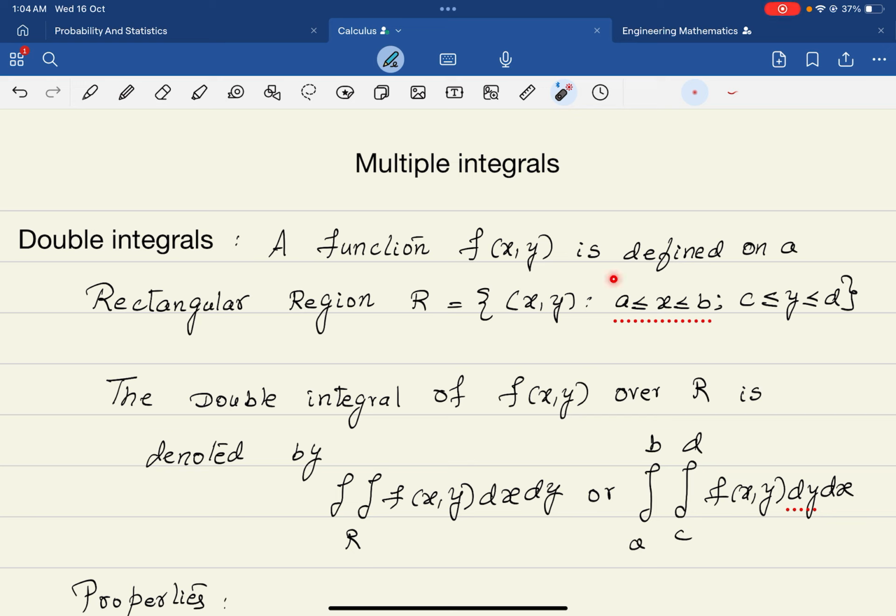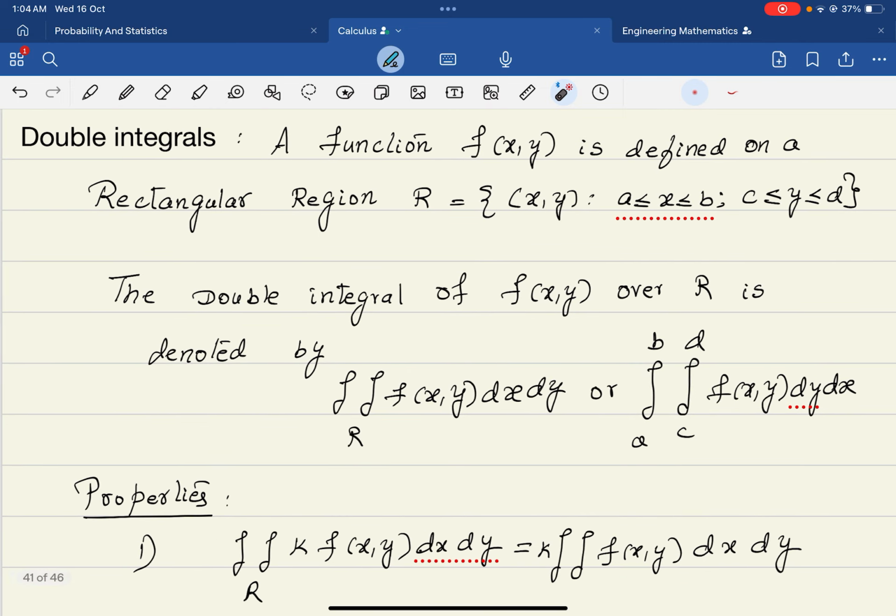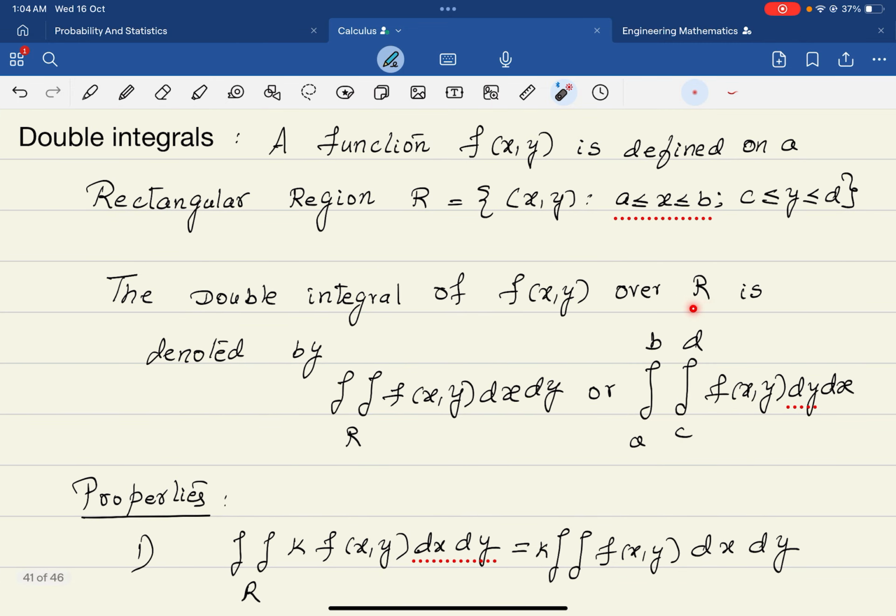f of x comma y is defined on a rectangular region, suppose. Then it is given by x comma y, where x lies between a and b and y lies between c and d. Then the double integral of the function f of x comma y over that region is denoted by this one, double integral of f of x comma y dx dy over the region R. You can say that the region R boundaries are what? x is from a to b and y is from c to d.